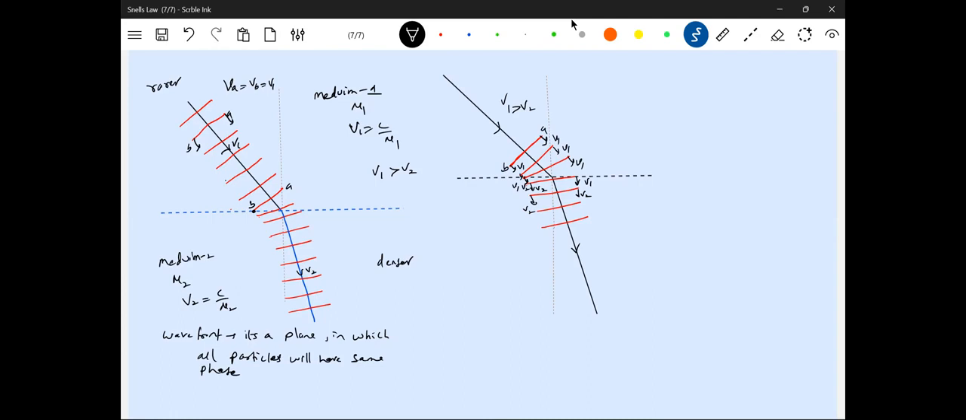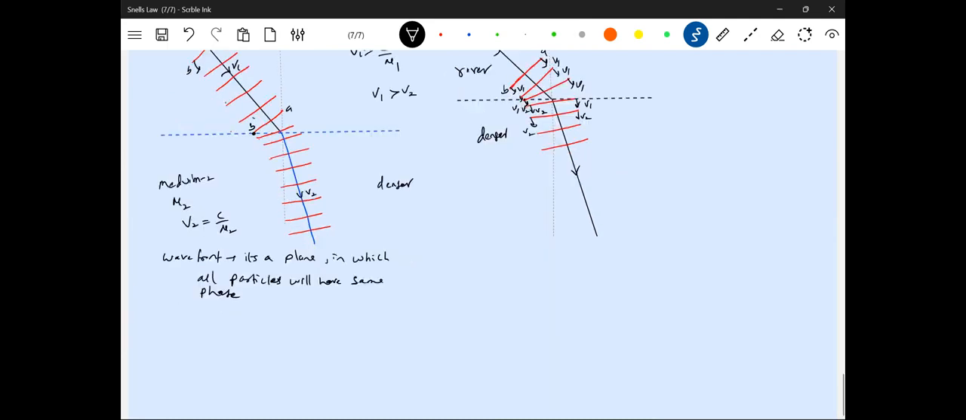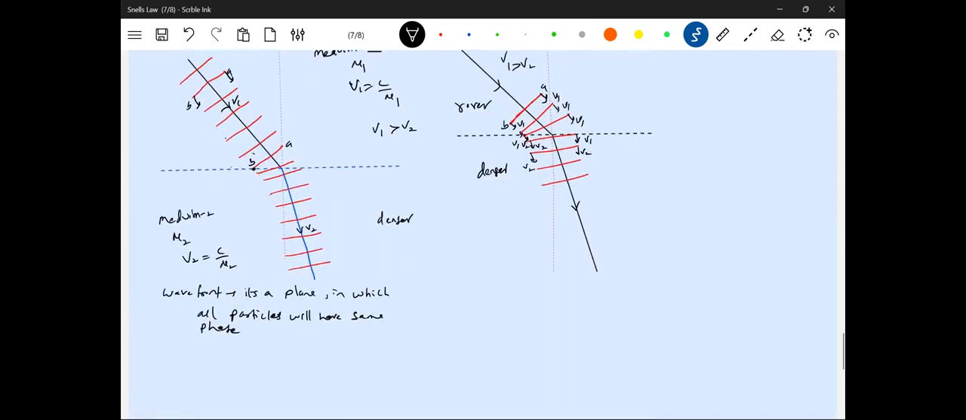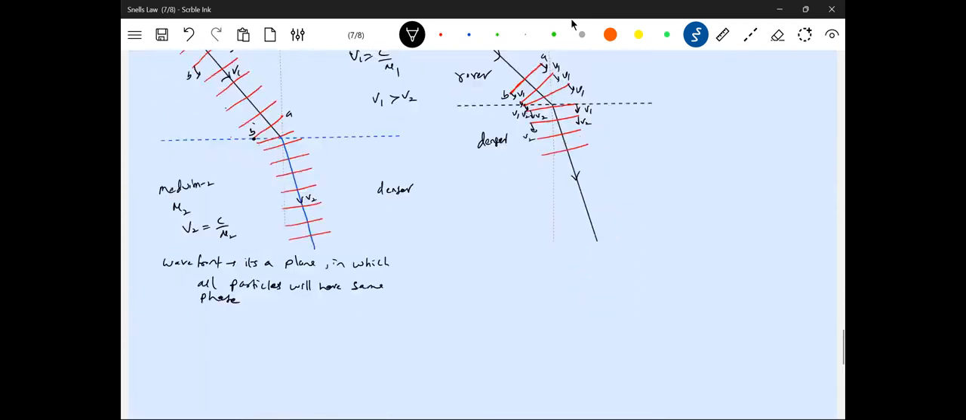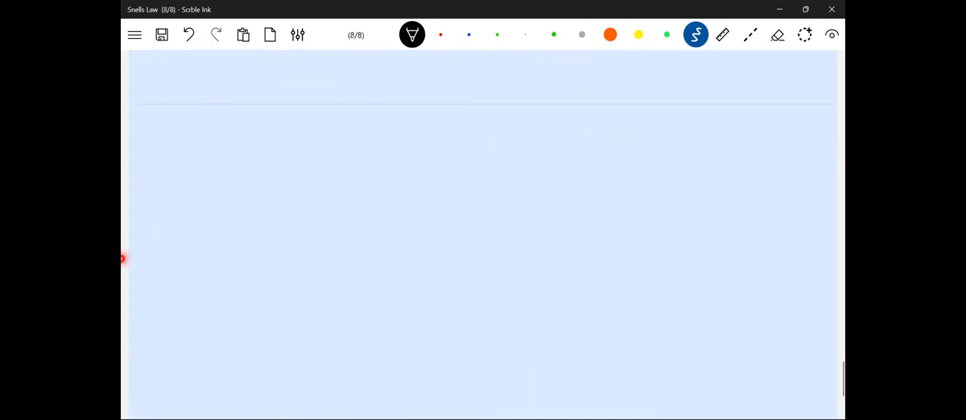Getting the idea? So this is why the ray of light bends towards the normal when it moves from rarer to denser medium. There's a basic condition. We can put it here. Similarly, what happens when a ray of light moves from denser to rarer medium, we will analyze in terms of the wavefront. Okay, let's go to another page. There's a boundary.